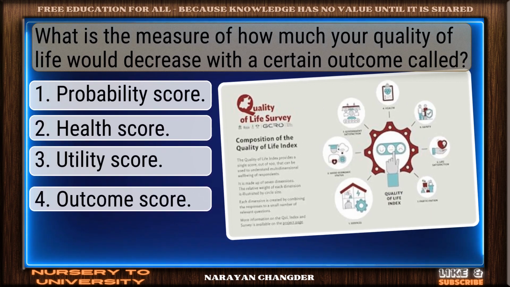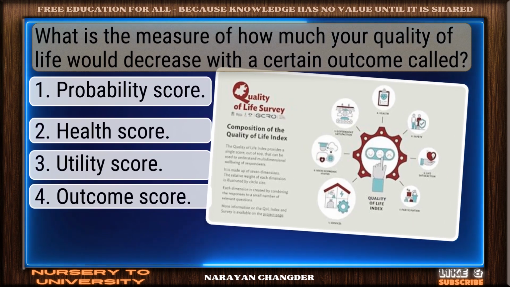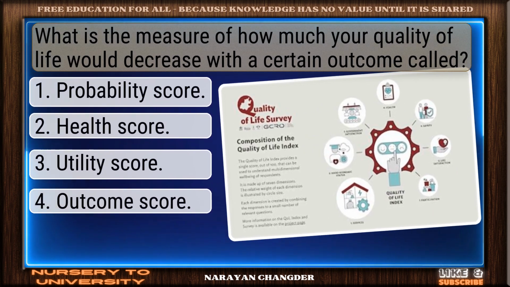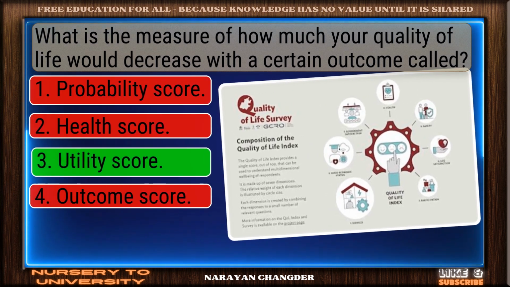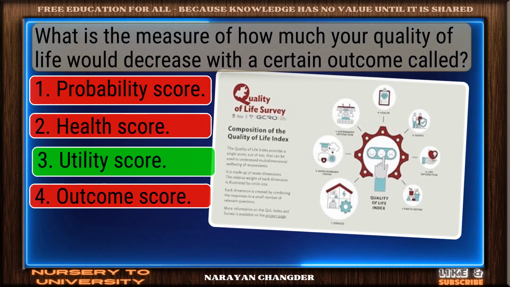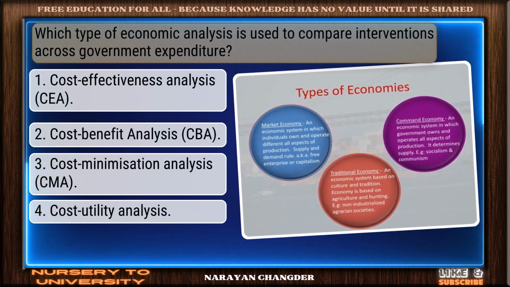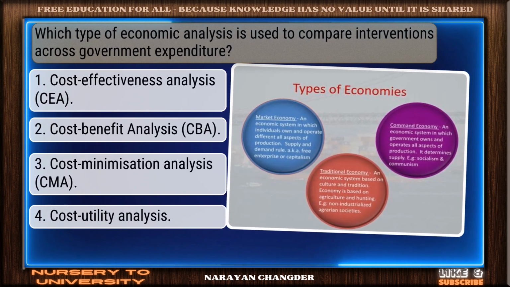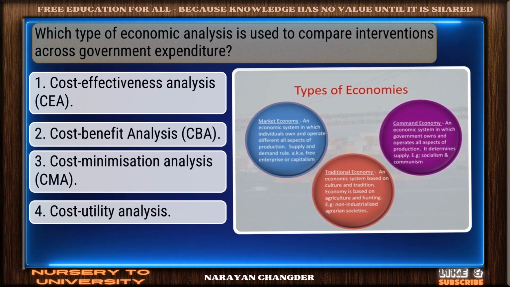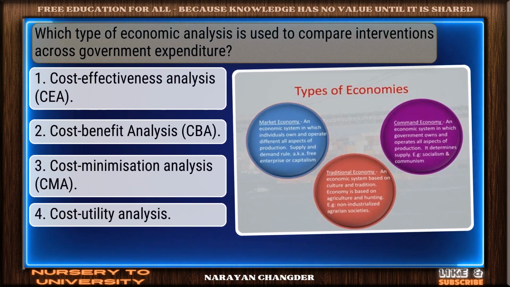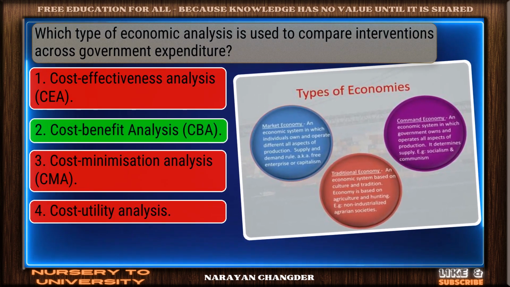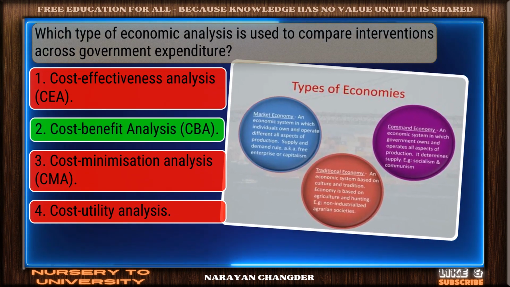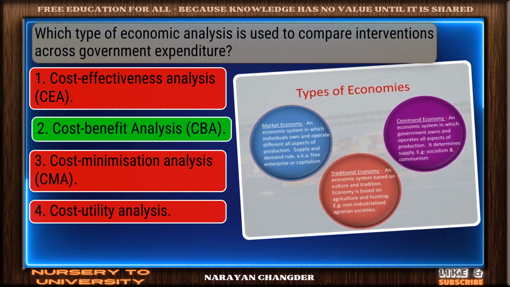What is the measure of how much your quality of life would decrease with a certain outcome called? Perfect. Utility score is the correct choice. Which type of economic analysis is used to compare interventions across government expenditure? Great thinking. Cost-benefit analysis is the right choice.